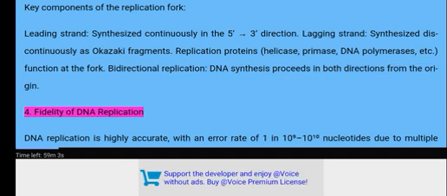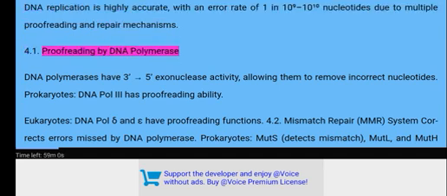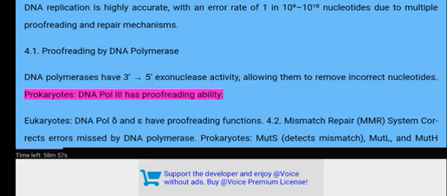4. Fidelity of DNA replication. DNA replication is highly accurate, with an error rate of 1 in 10 to the power of 9 to 10 nucleotides, due to multiple proofreading and repair mechanisms. 4.1. Proofreading by DNA polymerase. DNA polymerases have 3' to 5' exonuclease activity, allowing them to remove incorrect nucleotides. Prokaryotes: DNA Pol III has proofreading ability. Eukaryotes: DNA Pol delta and epsilon have proofreading functions.